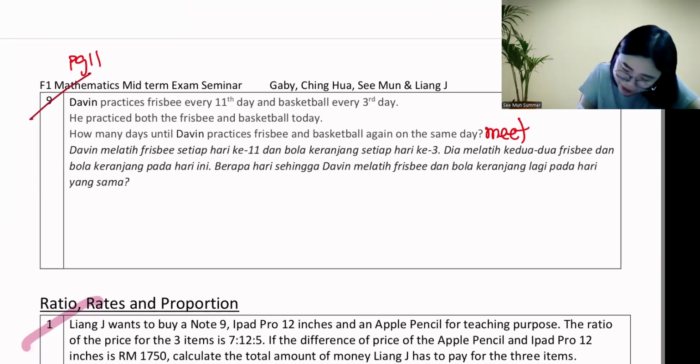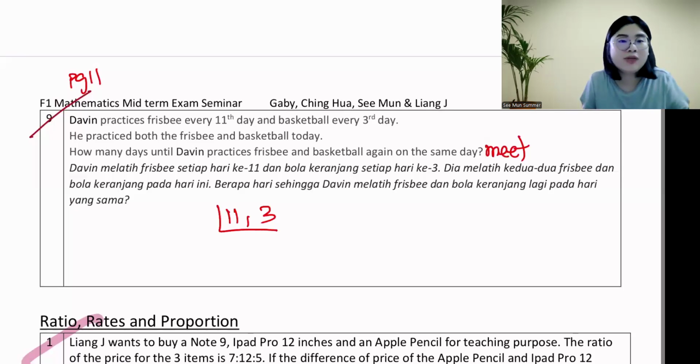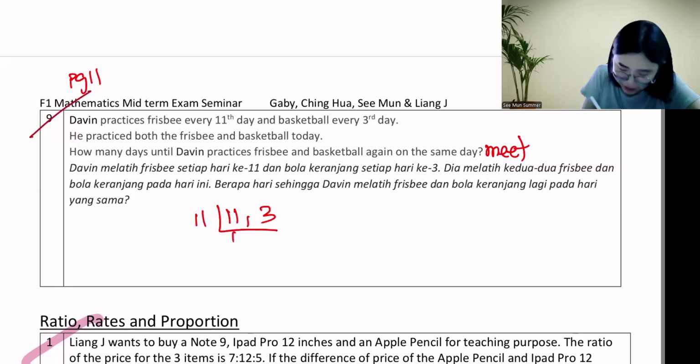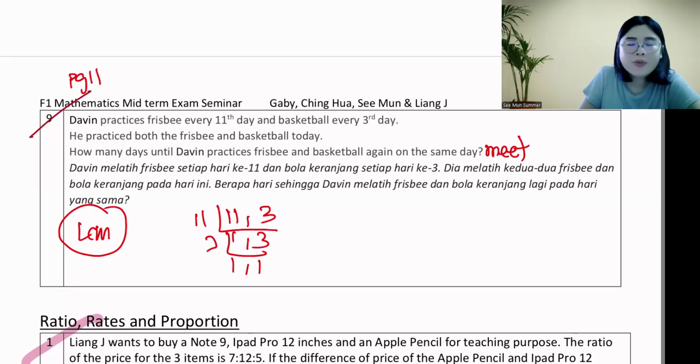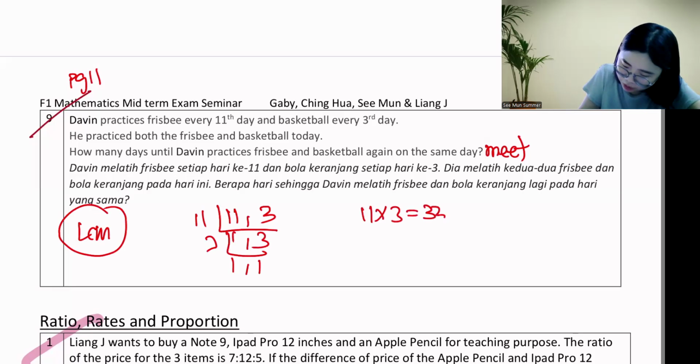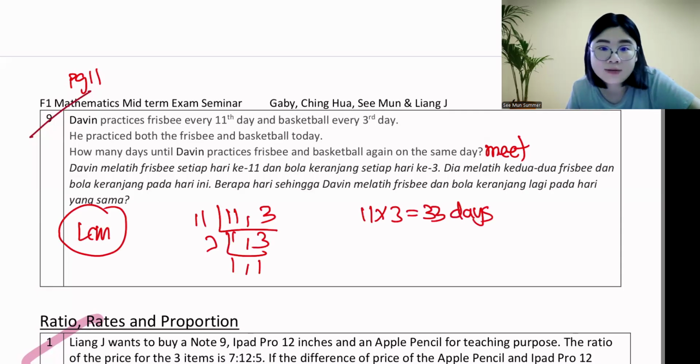Okay, and then you find 11 and 3, go and do LCM until they become 1. So for this, 11 and 3 can no longer be divided together anymore, right? So that's why I just put 11 and then 3. And then what is the day they're gonna meet? 11 times 3, which is 33 days. They're gonna meet every 33 days.